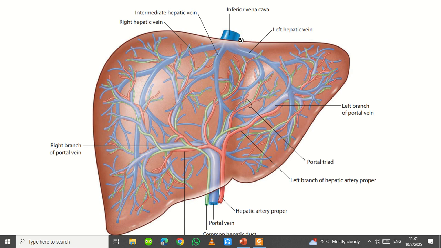Take note, these hepatic veins also facilitate the stability, or they actually hang the liver from the inferior vena cava. So they actually attach the liver to the inferior vena cava, which is very important, right?